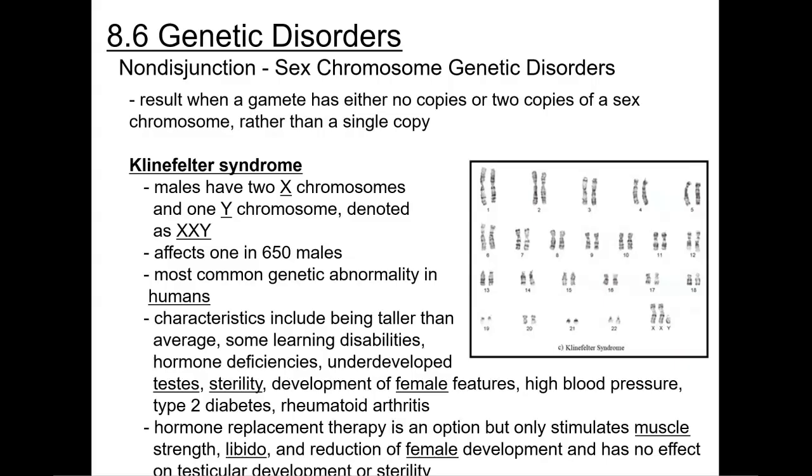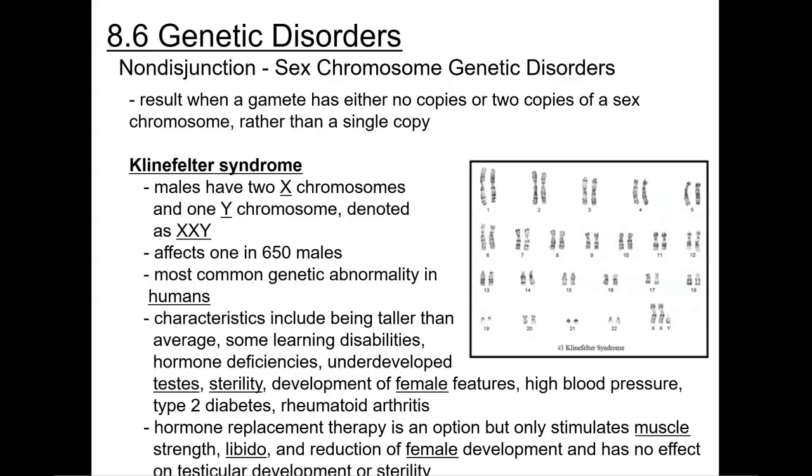Next, we have Klinefelter syndrome. That's where males have 2 X chromosomes and 1 Y chromosome, and they are denoted as XXY. This affects 1 in about 650 males and is the most common genetic abnormality in humans. Characteristics include being taller than average, some learning disabilities, some hormone deficiencies, underdeveloped testes, sterility, and development of female features. Also, you might have high blood pressure, type 2 diabetes, and rheumatoid arthritis.